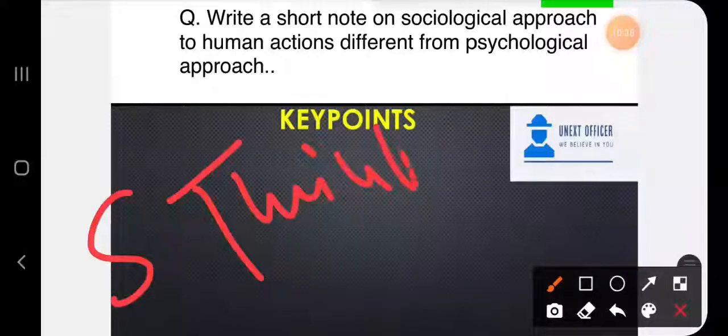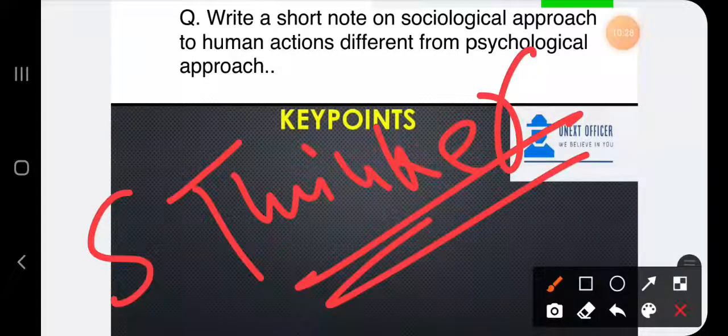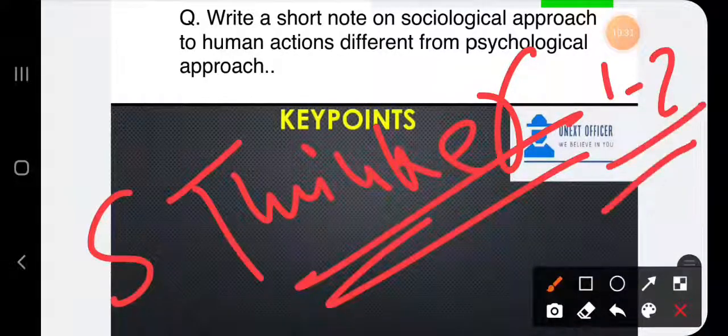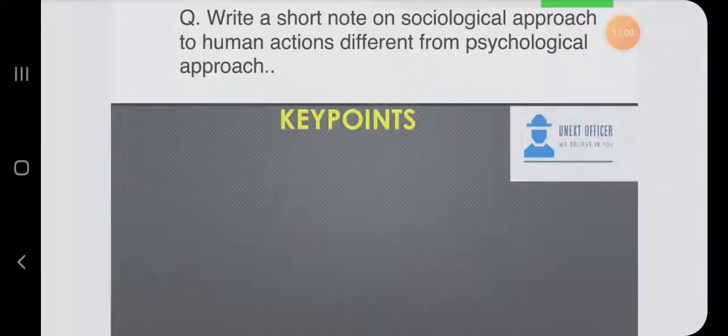What I have missed in this answer is the thinker part, right? I suggest you write one or two thinkers. Flooding your answer with thinkers without writing the concept in your own language is fruitless, right? Though it is not mentioned in the model answer, you have to write the thinker. I'll provide you very soon the thinkers you can include in this answer. Only one thinker is mentioned, that is Durkheim. That is not enough, you can include one or two thinkers in every answer.